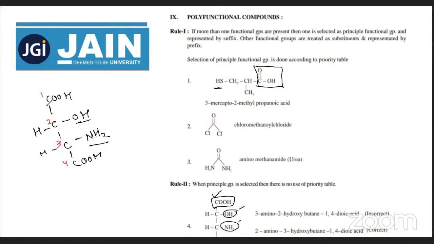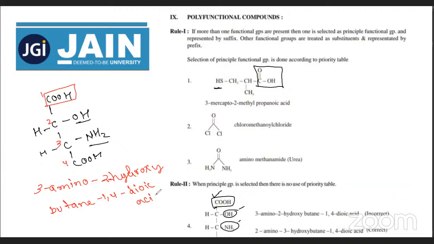Because only one functional group will be there priority-wise, the name will end with COOH. For this, because on the 3rd carbon we have an amino group, I write 3-amino. Then on the 2nd carbon we have hydroxy, so we write 2-hydroxy. Then I have 4 carbons, so I'll write butane. And on carbon number 1 and 4 we have acid groups, so I have 1,4-dioic acid.